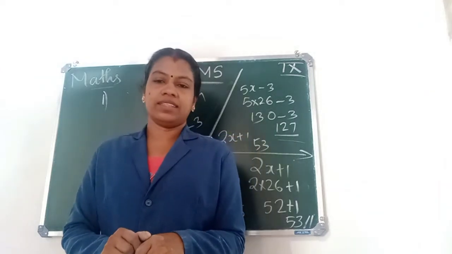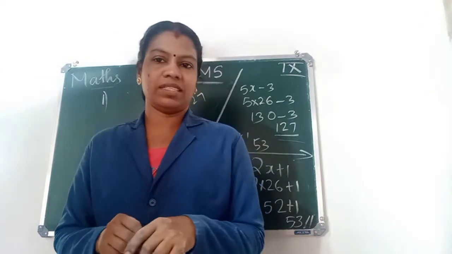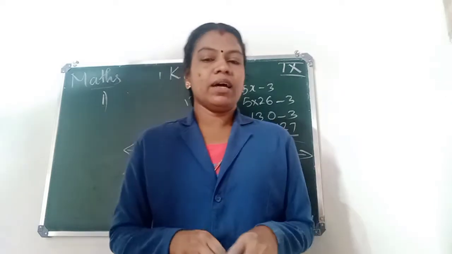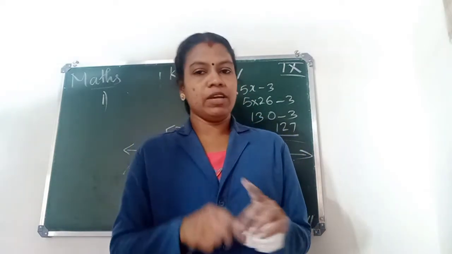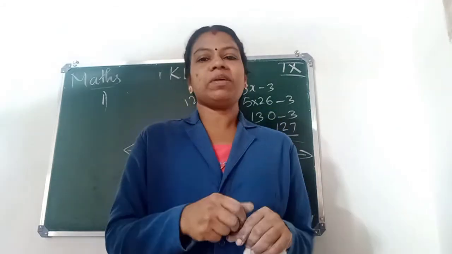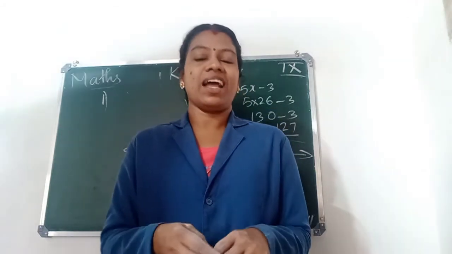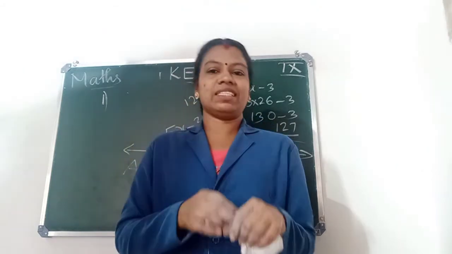Okay, clear? Simple. This chapter is very simple. Just learn the properties. Just clear the angles, pair of angles, linear pair, vertically opposite angles. Now, next pairs of angles coming, that is adjacent angles, corresponding angles. That we will discuss later.